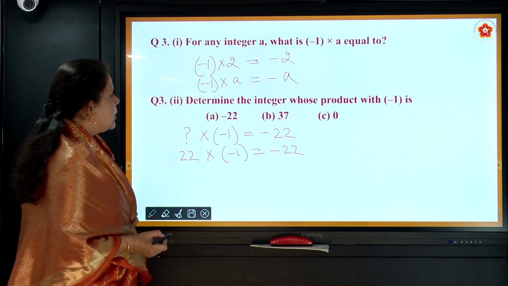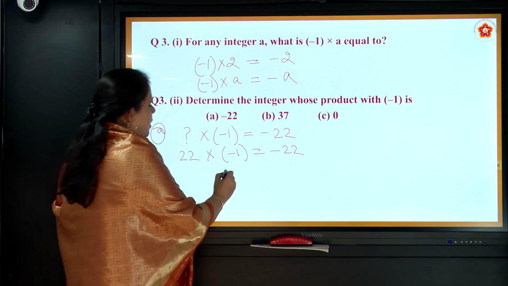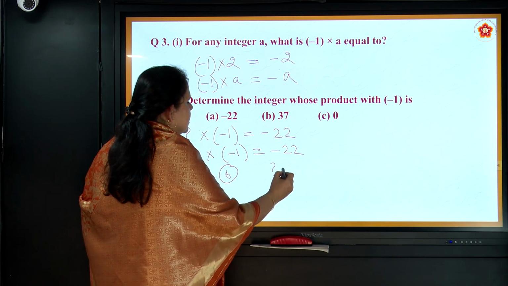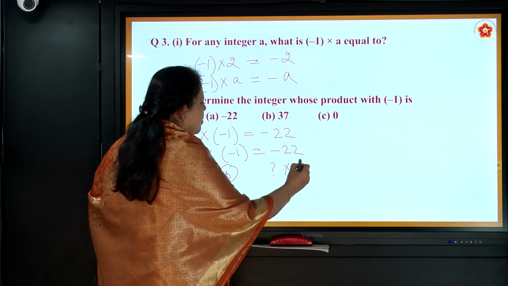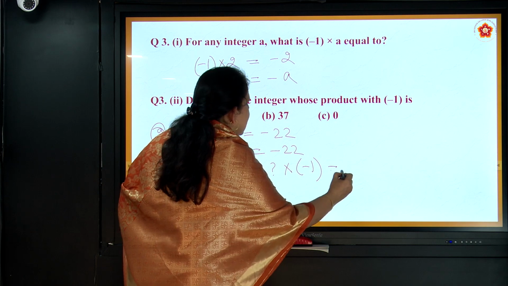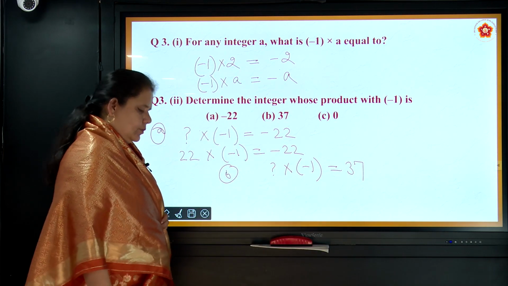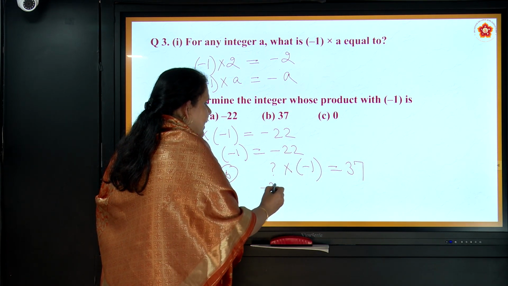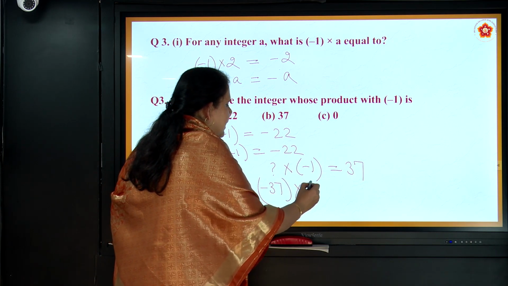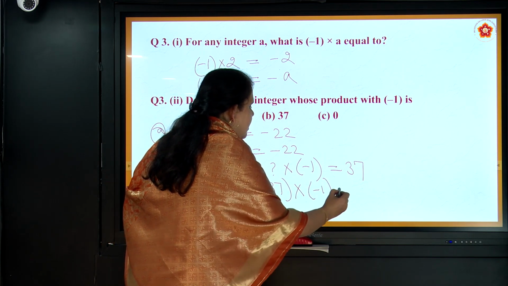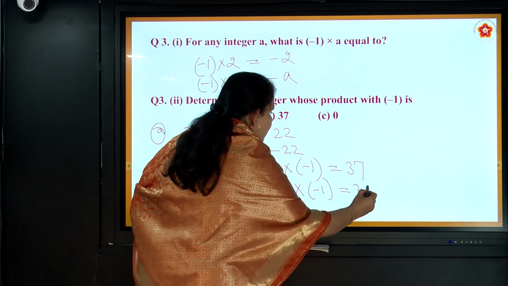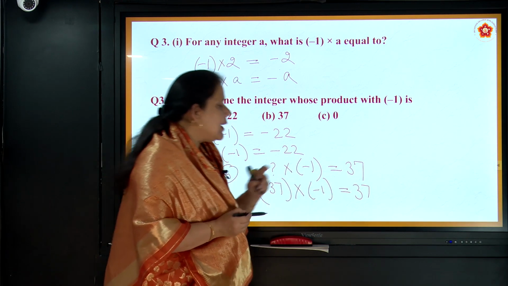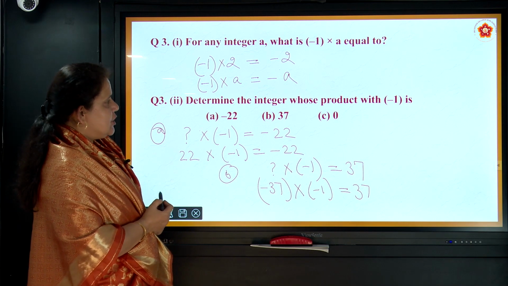Now look at here, B part, this is A part of it. B part is, we have to find a number or an integer. When we multiply it by minus 1, we get the answer 37. So what will come here? It will be minus 37 multiplied by minus 1 will give us 37. Why will it give us 37? Because two negative integers, when they are multiplied, we will be getting a positive integer.